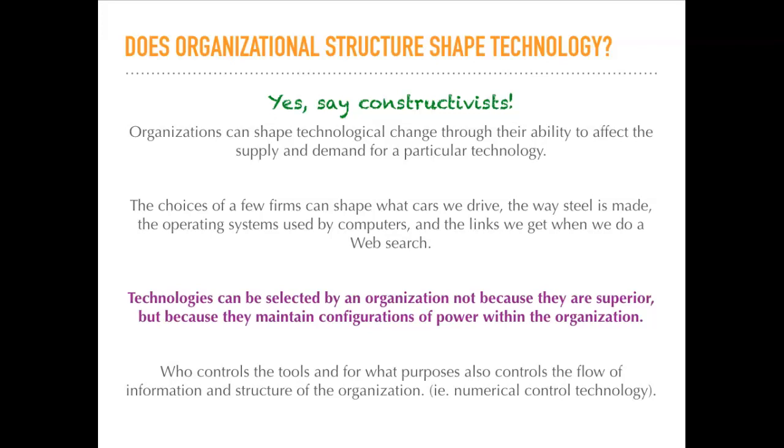And as we've talked about elsewhere in the course, who controls the tools and for what purposes also controls the flow of information and structure of the organization. This sounds a lot like technological paradox number one, that the person who controls the ability to understand or make a certain technology has the power. And organizational structure and technology works very similarly.